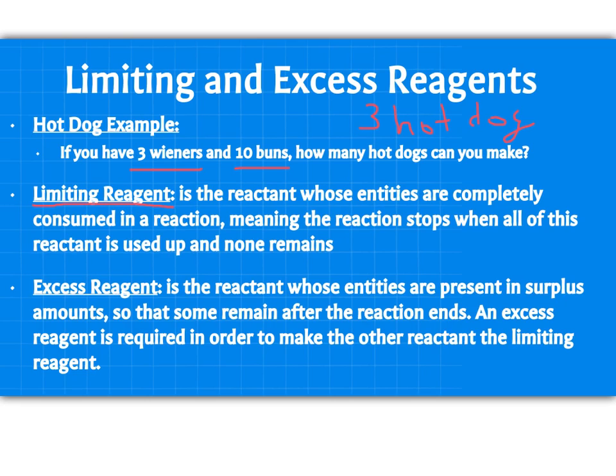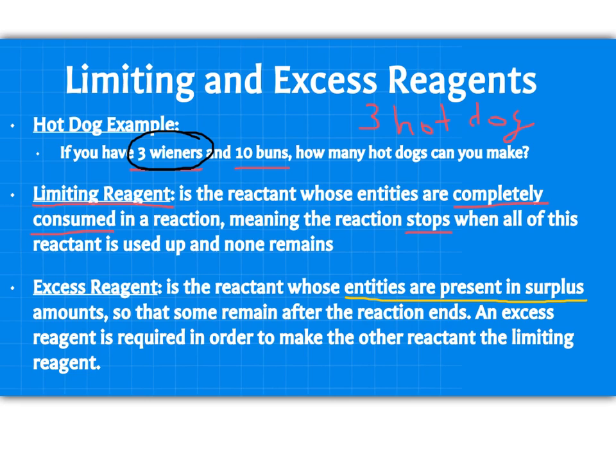A limiting reagent is the reactant whose entities are completely consumed in the reaction. What that means is that the reaction is actually going to stop when all of that reactant is used up and none remains. So if we think back to our hot dog example, the limiting reagent here would have been the wiener, because as soon as we ran out of wieners, we were not able to make any more hot dogs. When we think about an excess reactant, that's the reactant whose entities are present in surplus.